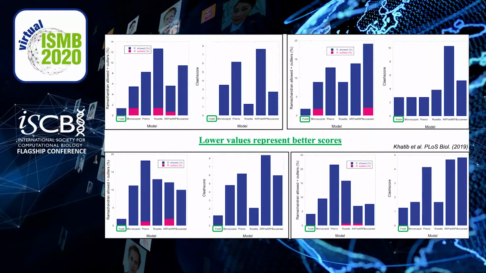When we compared the key geometric parameters, such as Ramachandran outlier and allowed backbone conformation, as well as the Molprobity clash scores, between all 6 of the different methods, for all 4 of the proteins in the competition, Foldit produced more realistic models. You can see that with each plot, Foldit here highlighted in green, the Foldit predictions have lower values in all of these cases, and in some cases significantly.